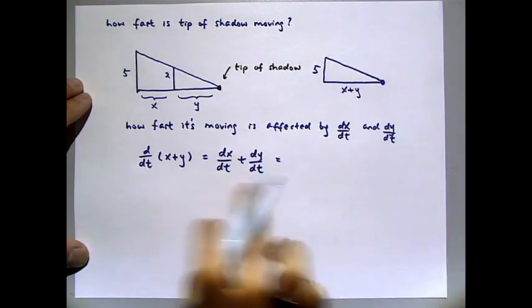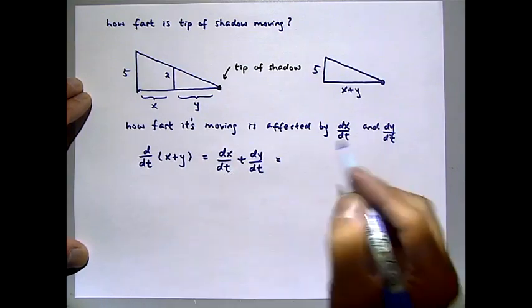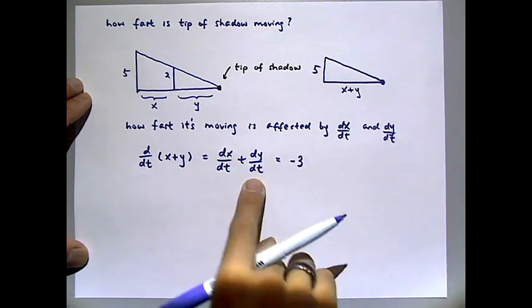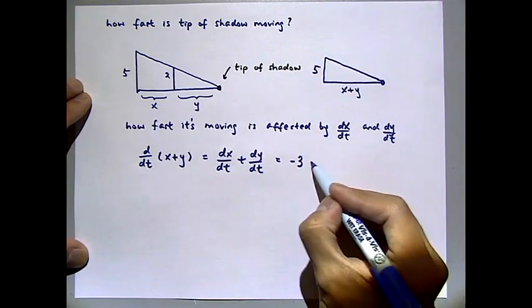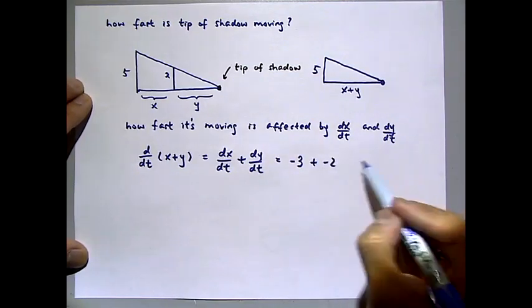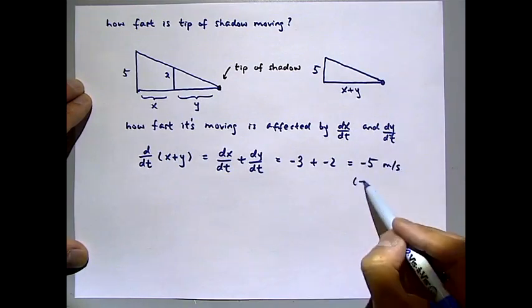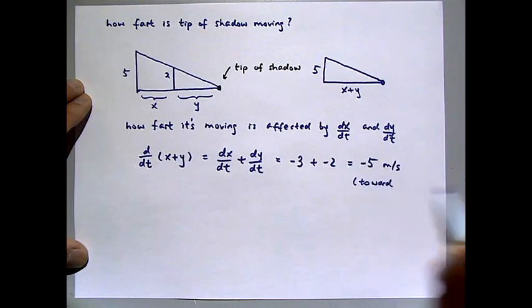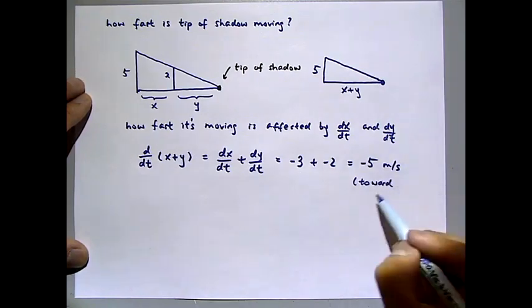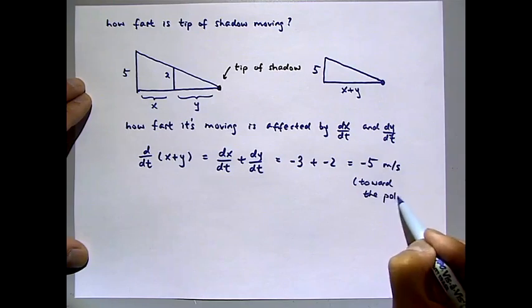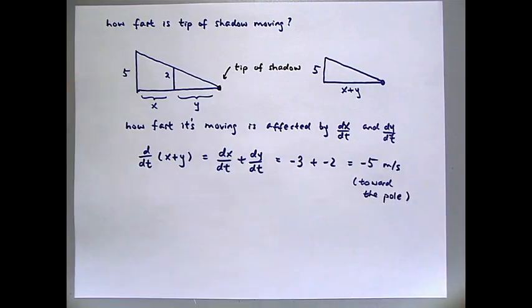And we know both of these things. This is given to us as -3. And that we found in the last part, -2. So that's -5 meters per second. So it's going at 5 meters per second toward the pole. Okay, if you're actually looking at the tip of his shadow, that's how fast it is actually moving, if you ignore the guy and all the other situation and just pay attention to that tip.